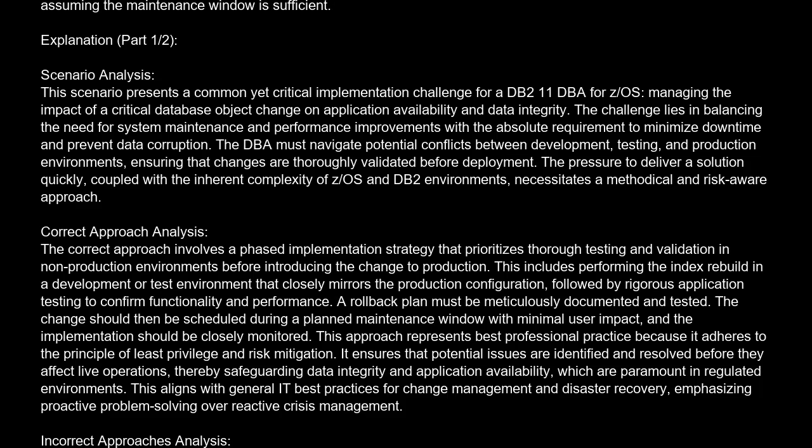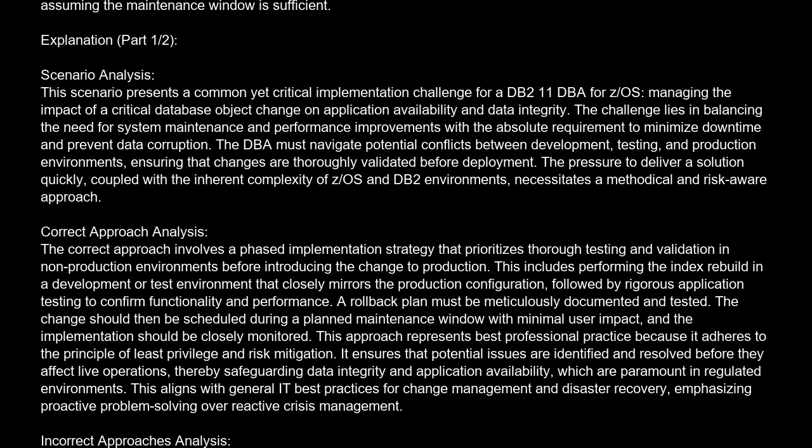The correct answer is C. Execute the index rebuild directly in the production environment during the next scheduled maintenance window, assuming the maintenance window is sufficient. Explanation. Scenario analysis. This scenario presents a common yet critical implementation challenge for a DB2 DBA for z/OS.